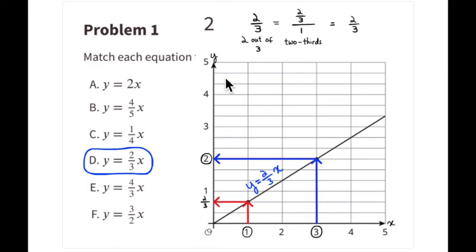This is graph 2. That matches equation D. This is 2 out of every 3. So 2 out of every 3, or $2 per 3 hours of work, is the same as 2/3 of a dollar per 1 hour of work. So 2 out of every 3 is the same as 2/3 per 1, which is equal to 2/3. And the point is that they lie on the same line.